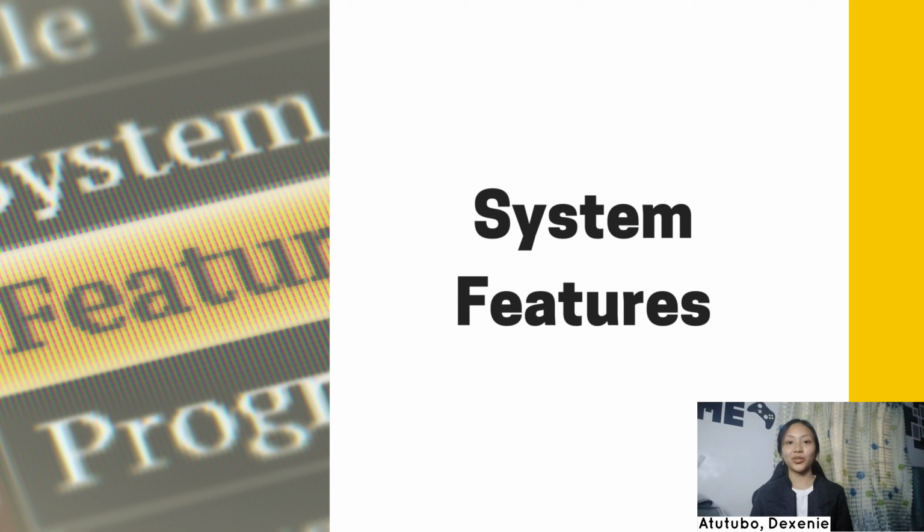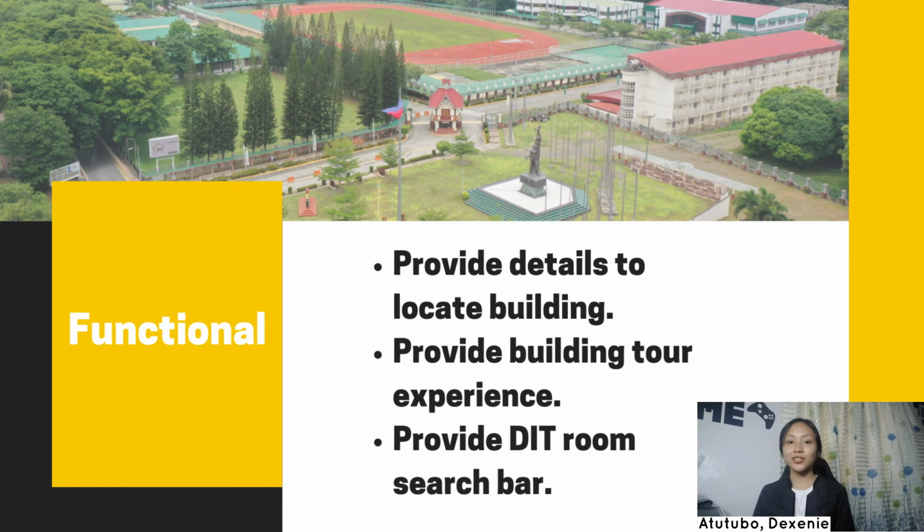The system features hold the detailed functional requirements and the non-functional requirements of the system. For the functional requirements, the first main feature of the system is to provide details to locate the DIT building. It includes displaying the different routes and locating the establishment. The next feature is to provide a building tour experience by displaying the rooms' information and an animated virtual tour of the department. Finally, the last main feature is the IT room search bar to search for a specific room within the facility.